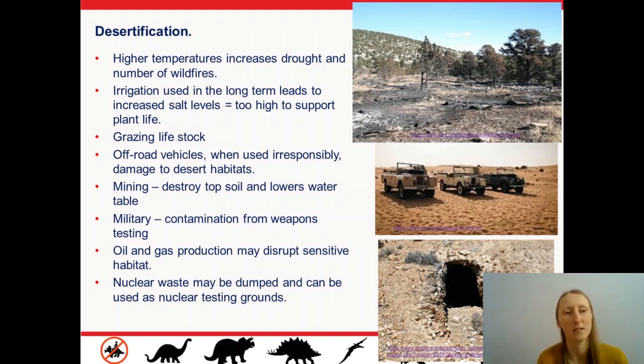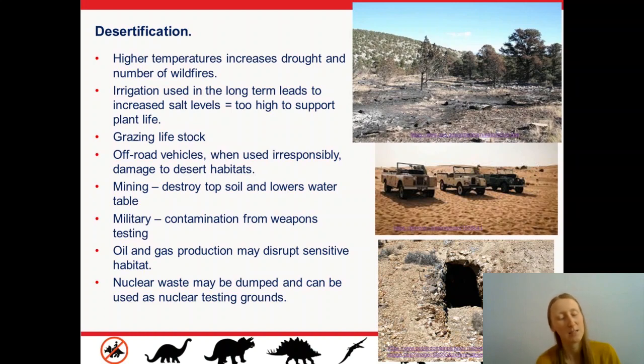Irrigation of the plant systems increases salt levels, which means the natural ecosystems are becoming out of balance. Lots of grazing occurs because of livestock. Off-road vehicles can be used completely irresponsibly. Lots of mining occurs, which obviously destroys topsoils, destroys the water table, and contaminates our water tables. You get lots of military action going on, which again causes contamination of the water sources from weapons testing.